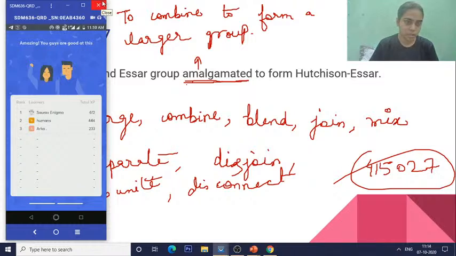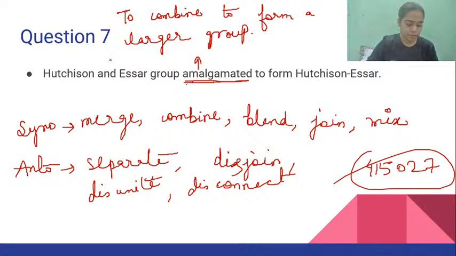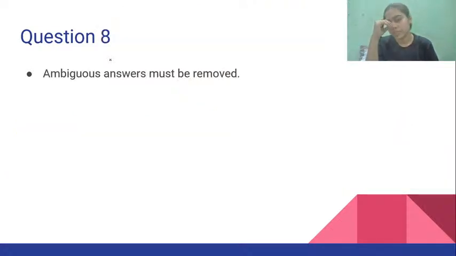So first is Shara, second is humans, and third is Orca. Okay, very good, all of you. Okay, let's move on to the next word. Ambiguous answers must be removed.